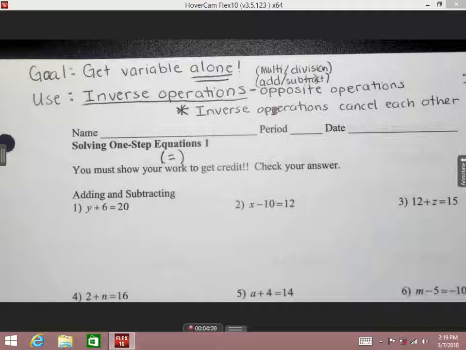So inverse operations are opposite: adding and subtracting, multiplying and dividing. And the main thing there is because adding will cancel subtracting. Subtracting will cancel adding, and we're fixing to see that work in just a moment.